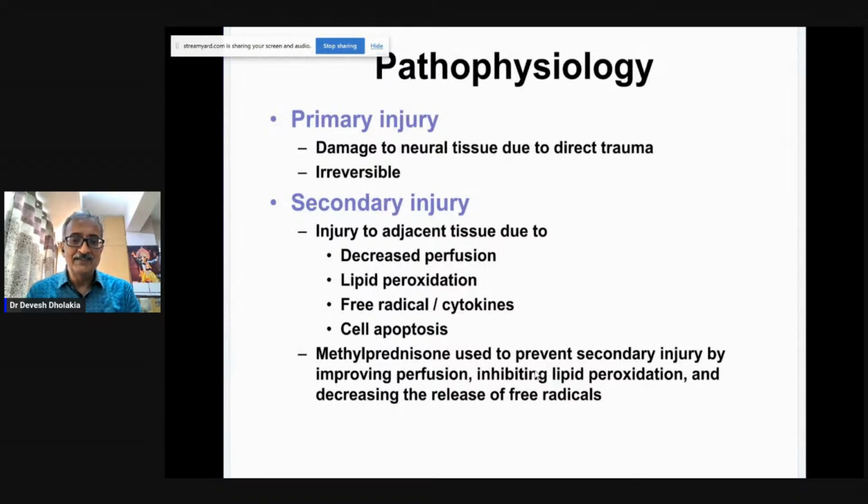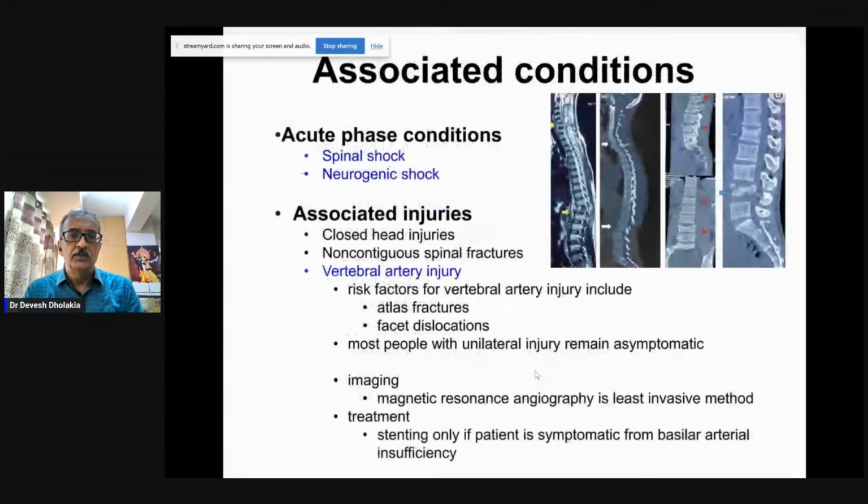Methylprednisolone is used to prevent this secondary injury by improving the perfusion and decreasing the lipid peroxidation and release of free radicals. And hopefully, the spinal function will improve by preventing secondary damage to your spinal cord. So, you can have acute phase problems like spinal shock and neurogenic shock. I'll tell you what it is a little later.